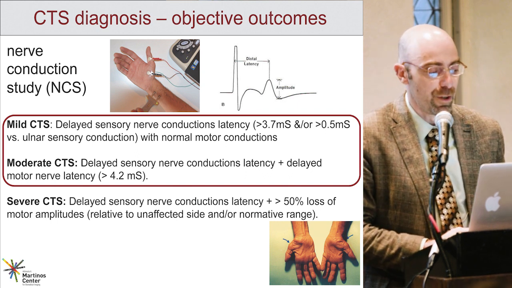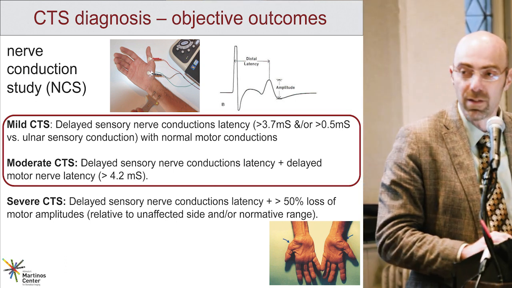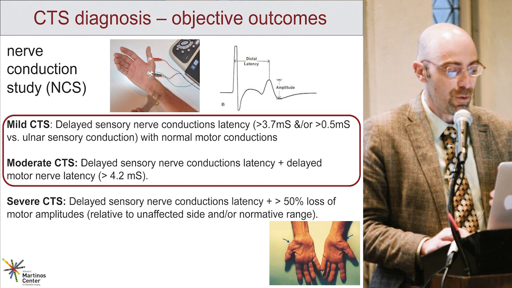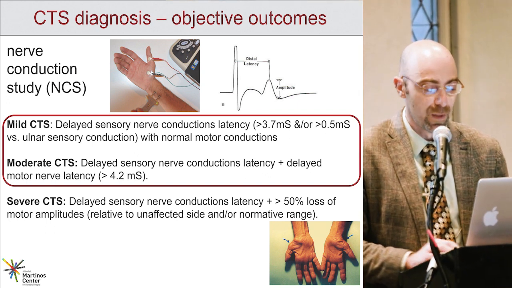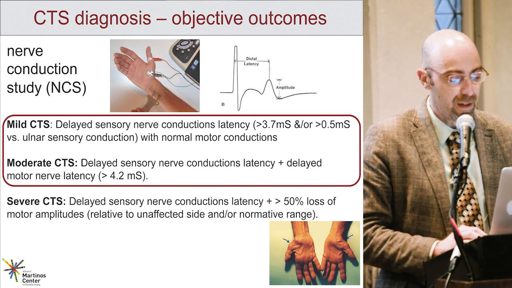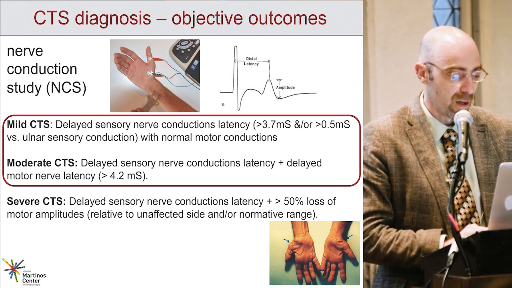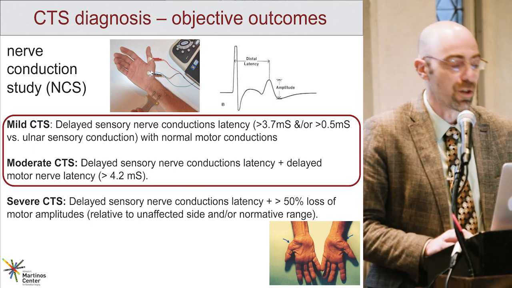So moderate CTS is where you have these delayed sensory nerve conduction latencies and also delayed motor latencies, whereas severe carpal tunnel syndrome is all of these delays, plus you have reductions in motor amplitudes and even muscle wasting, which is evident over here in the thenar and hypothenar eminence of the hand. And this is a more serious medical condition, and these people we typically send off for surgery.